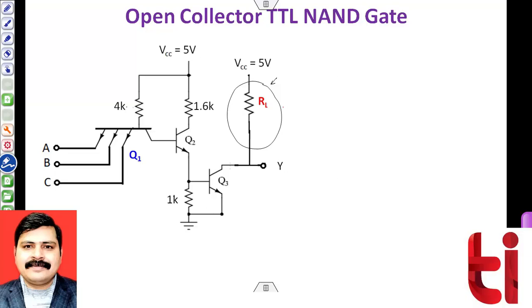So externally we have to connect this load resistance between the output terminal, that is the collector terminal of transistor Q3, and a VCC supply of 5 volt in order to have a pull-up output voltage. So this is the external hardware which we need to connect over here to get the pull-up output. Otherwise, if you are not considering this, then we will have an open circuited output.